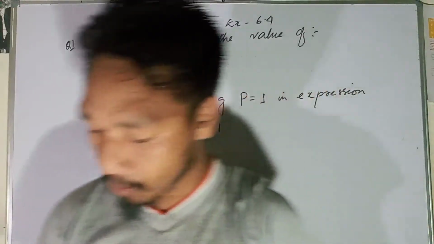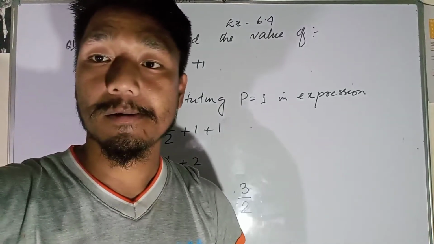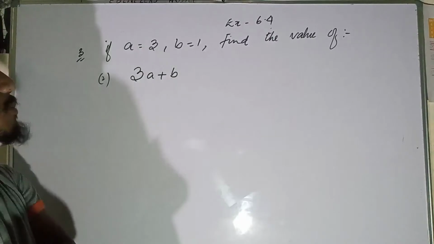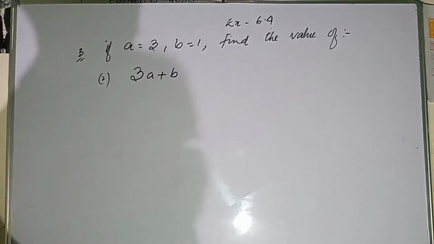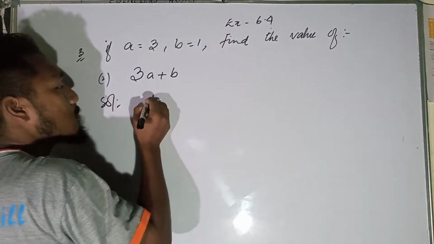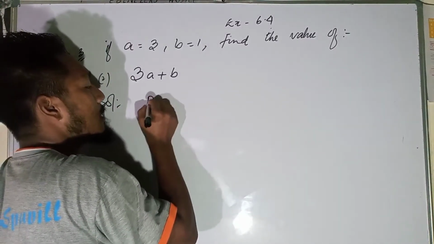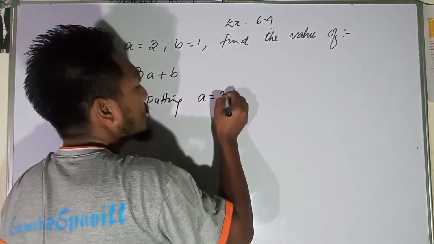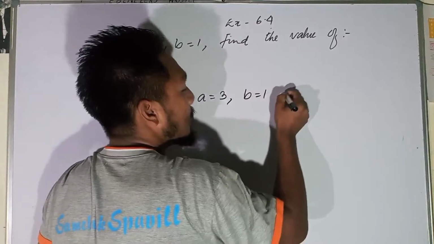Okay, so let's try to solve question number 3. Our next question is: if a is equal to 3, b is equal to 1, find the value of 3a plus b. Solution, let's try to find out the solution. So substitute, you can also write putting a is equal to 3 and b is equal to 1 in the expressions.